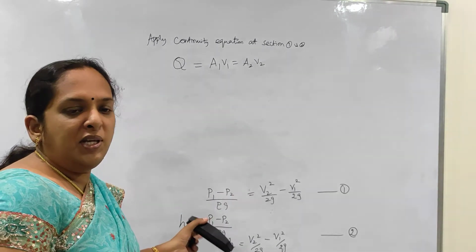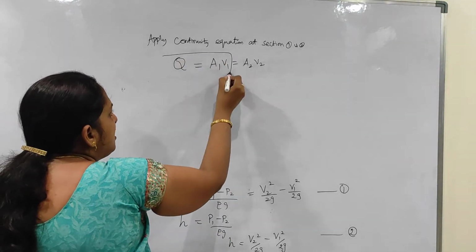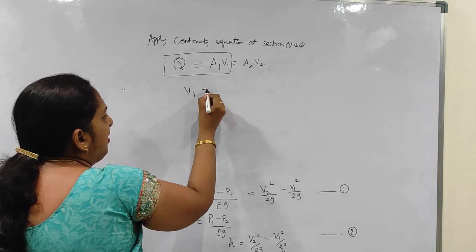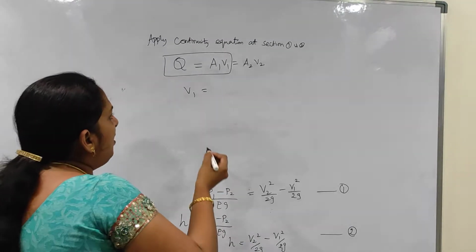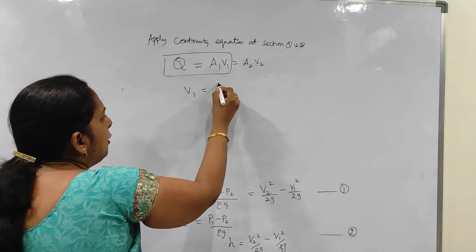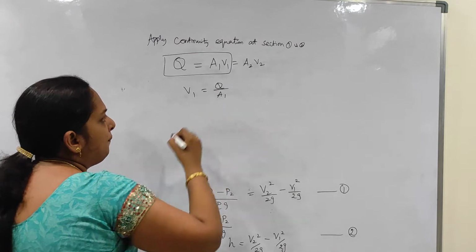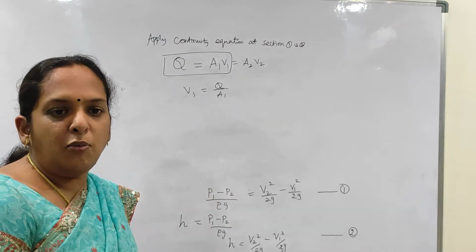Now what we are going to do is find out, using this equation, what V1 is. It's very simple. V1 is equal to Q by A1. Okay, so this is one relation.